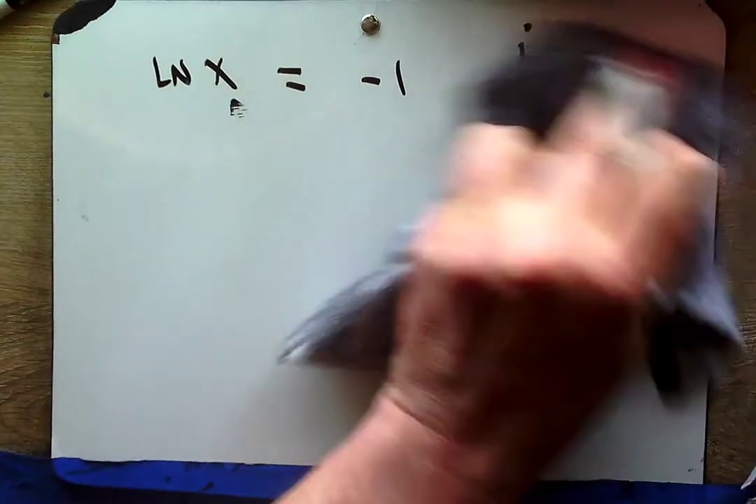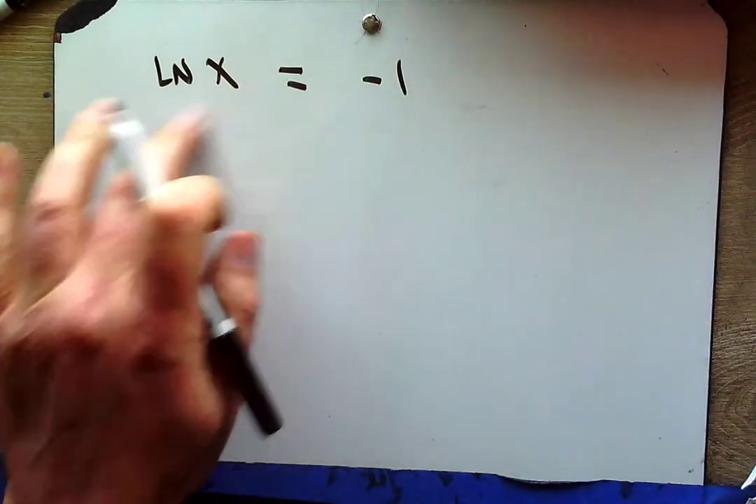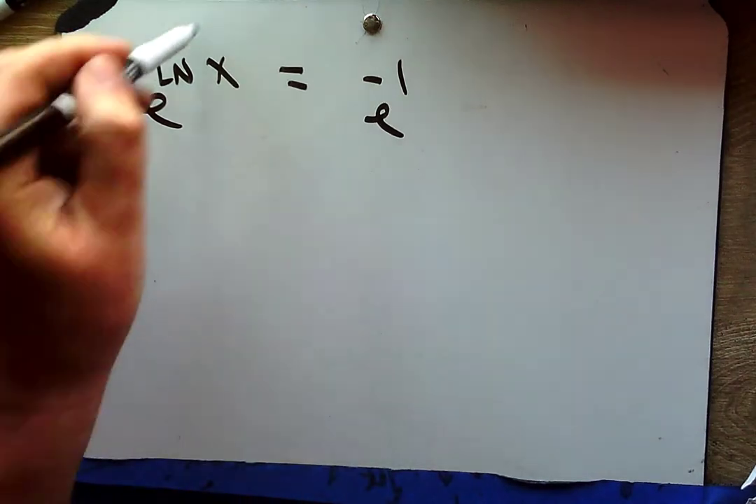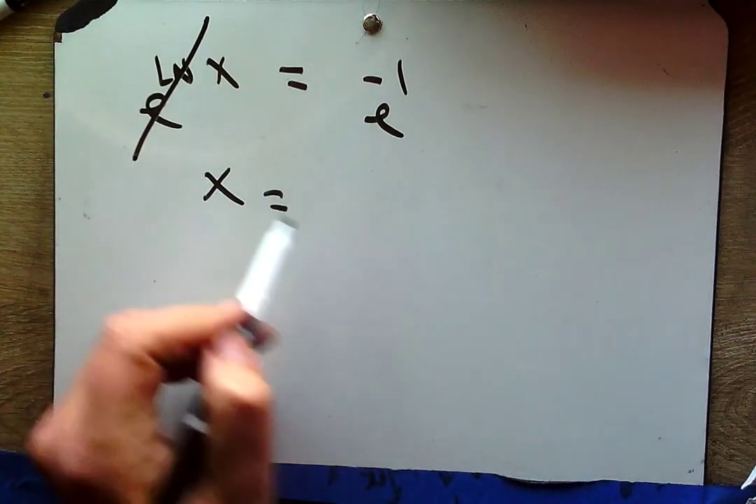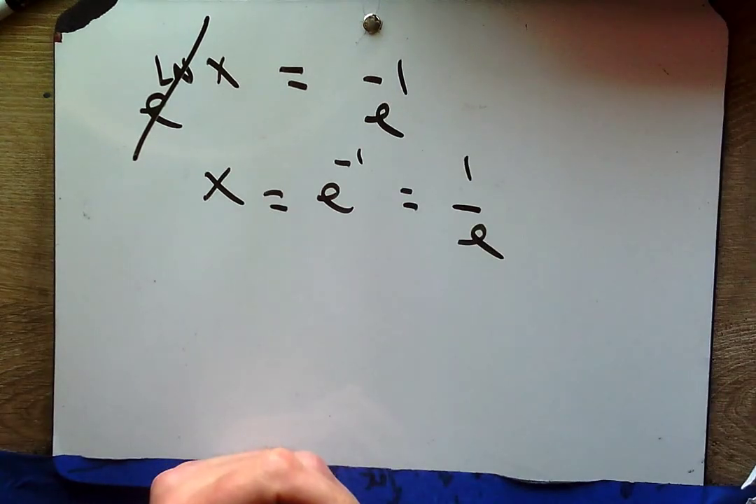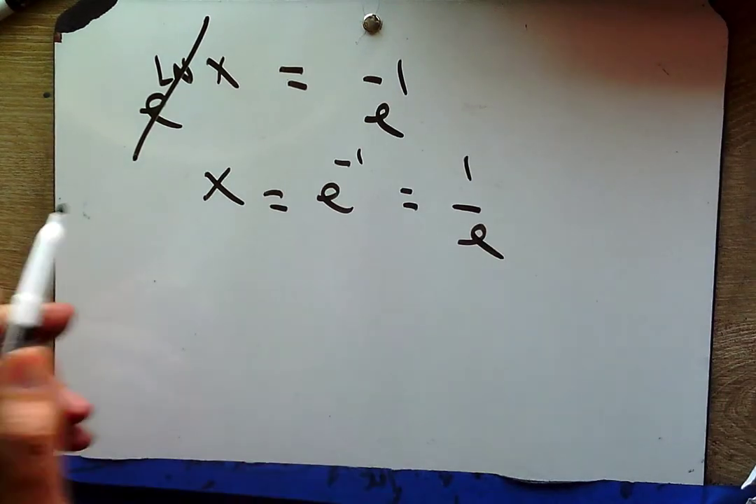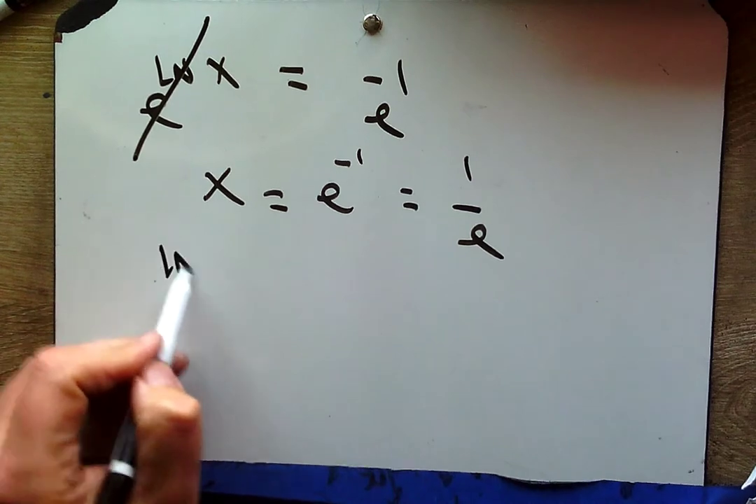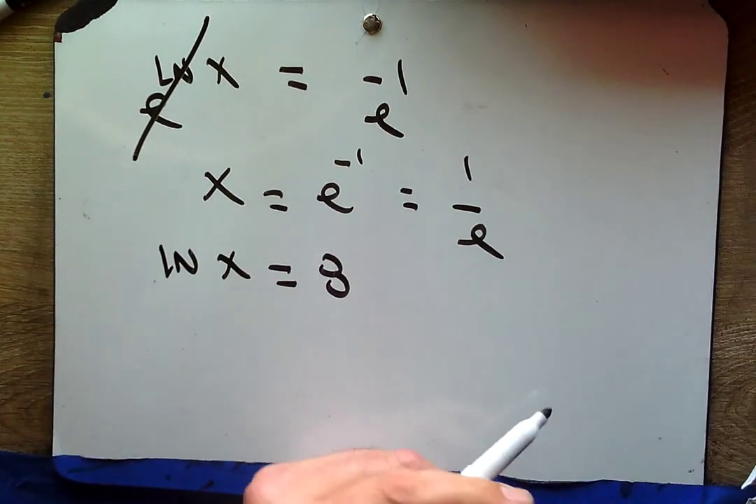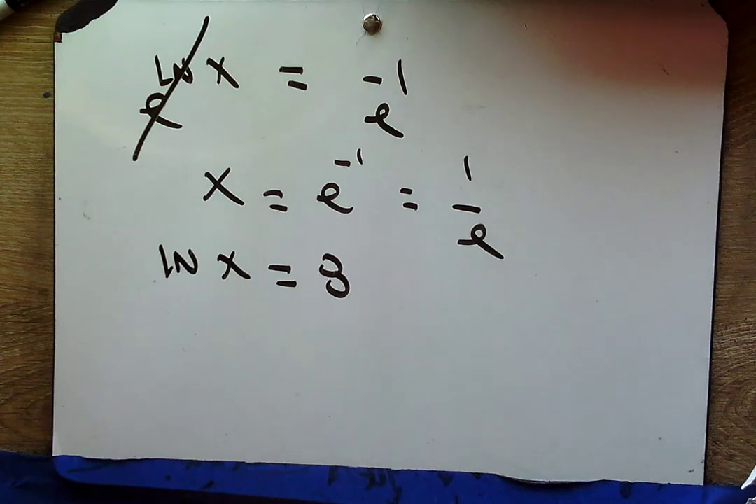You don't have to think about this graphically, though it certainly helps. You could also exponentiate. These will cancel, and you'll have x equals e to the -1, or 1 over e. Ta-da! All right, so hopefully you'll be comfortable with this one. ln of x equals 8. Can you please solve that log equation?